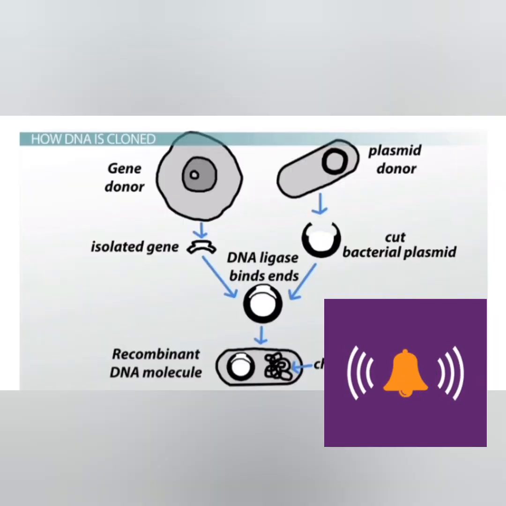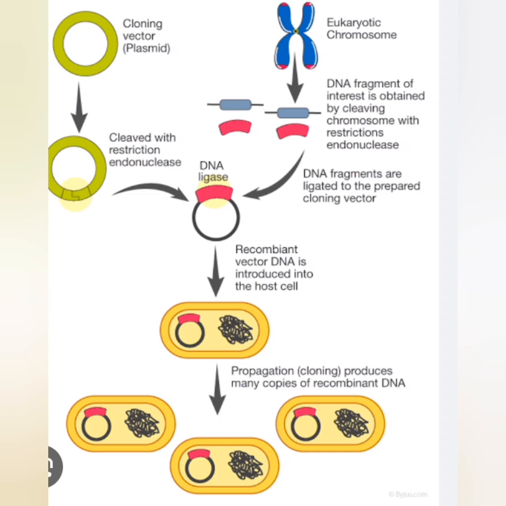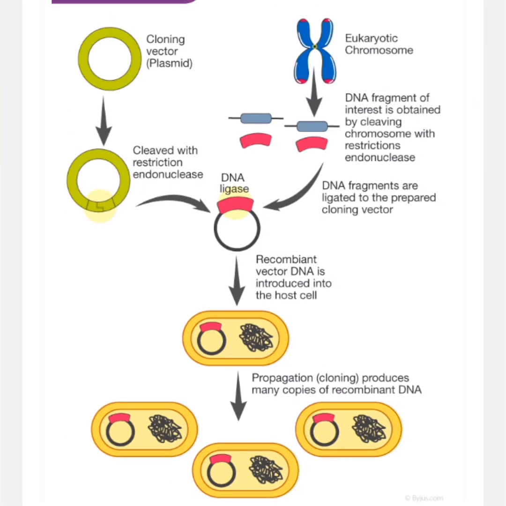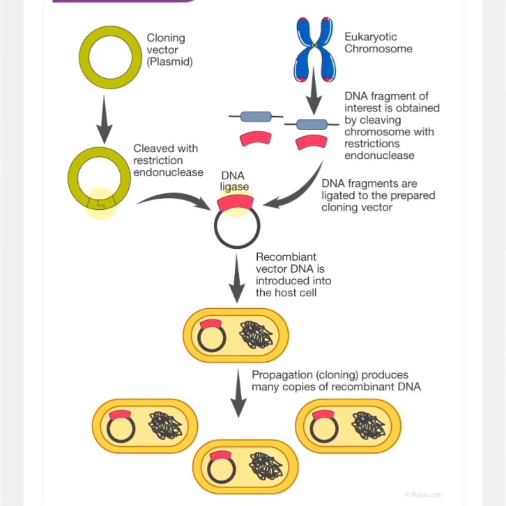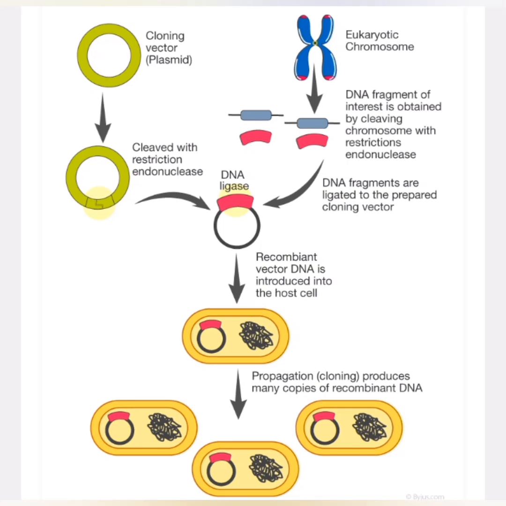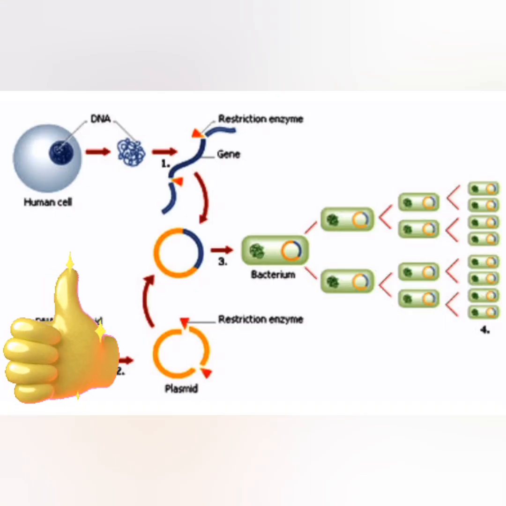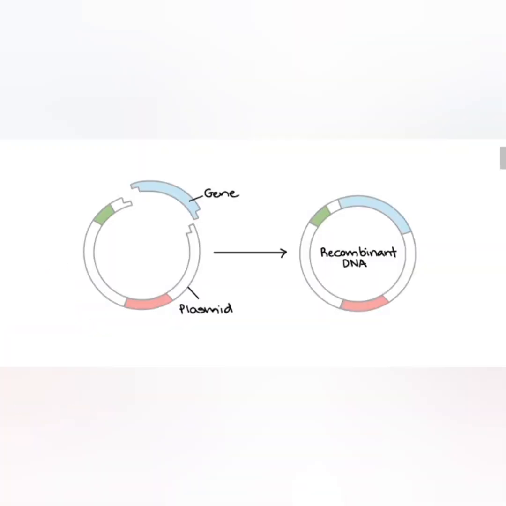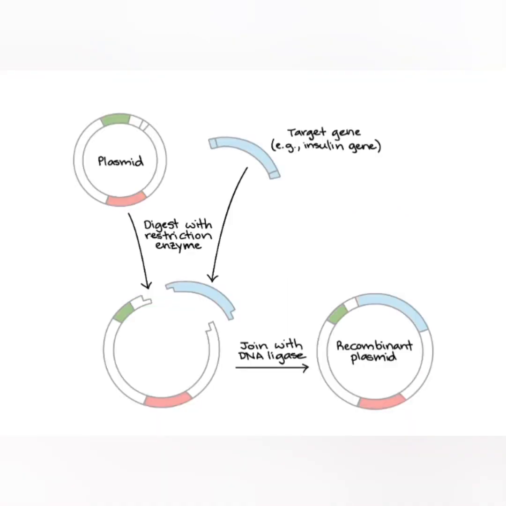Cloning is the process of making a genetically identical copy of a gene or organism. Cloning is done using molecular biology techniques. First, the gene of interest is cut and pasted into a vector, such as a plasmid, to form recombinant DNA. The recombinant DNA is then inserted into a host, which makes copies of the gene.